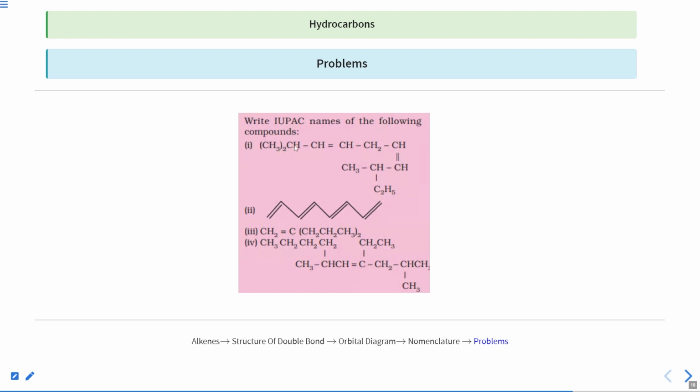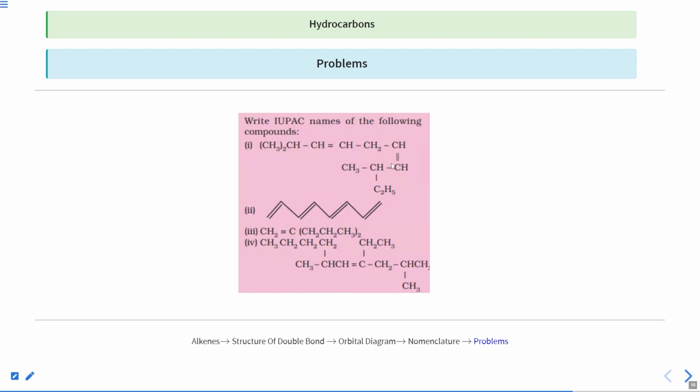Say this is the second carbon. So on the second and eighth carbon we have methyl substituents, and on the fourth and fifth carbon we have the double bonds. So its name would be 2,8-dimethyldeca-4,5-diene. Clear? Now let us count the number of sigma bonds and pi bonds.